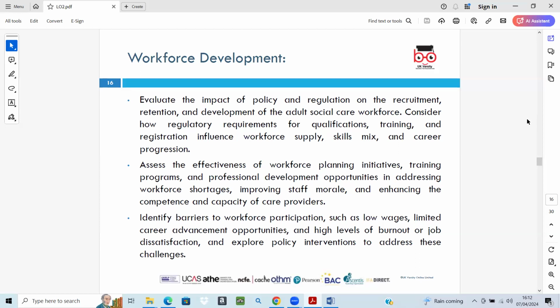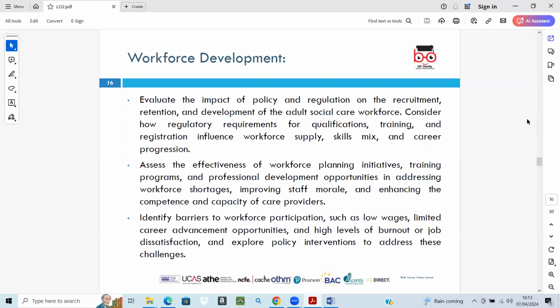And then the effectiveness of workplace initiatives. We need to always evaluate the impact of workforce planning initiatives. And sometimes we have shortages in the care sector. As I said earlier, we have a shortage of people in the care sector. That's why the government is taking initiatives to effectively forecast and respond to workforce needs. And we need to see the effectiveness of training programs and professional development opportunities.